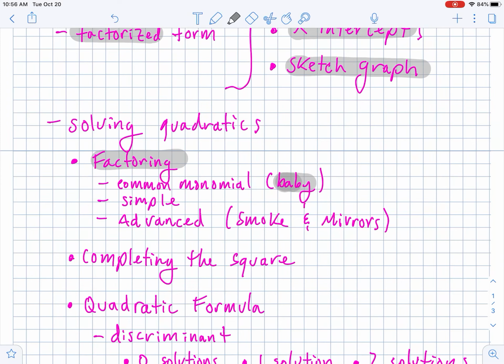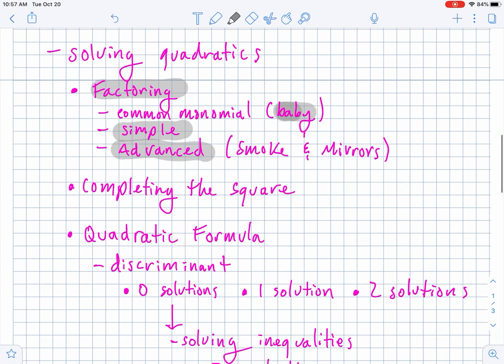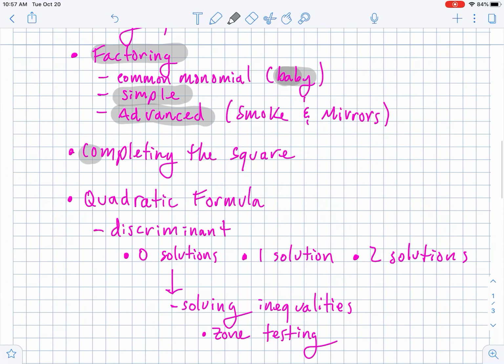Solving quadratics. We revisited factoring. Remember, we did some small factoring, baby factoring, which is pulling out a common monomial. Simple factoring is finding 2 things that multiply to the end and add to the middle. And then advanced factoring is when you have that a value that's bigger than 1. Remember, the smoke and mirrors process can help you factor those harder ones.